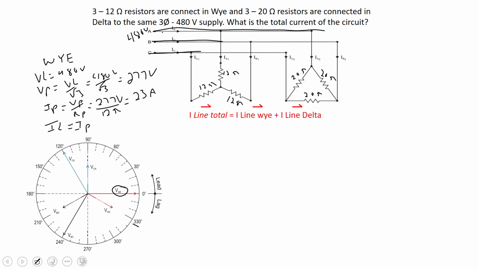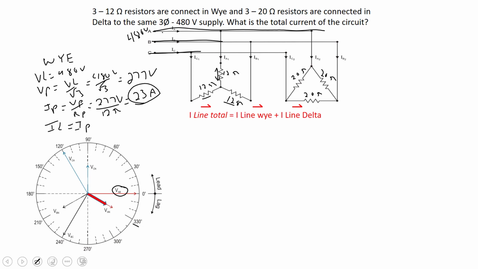Because these are pure resistors, we know that the current that can flow through these resistors is going to stay right in phase with the phase voltage. In this case, we're going to focus on phase voltage VA to N. So the 23 amps, we plotted on our phasor diagram right in phase with VA to N at 330 degrees. Okay, so we've got our first line current in the Y.